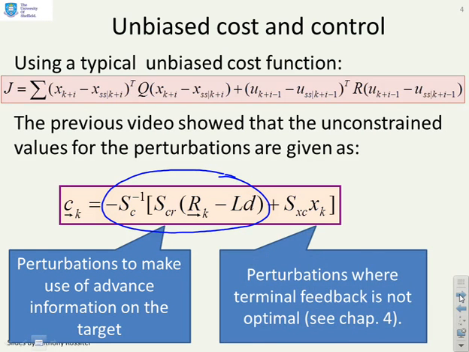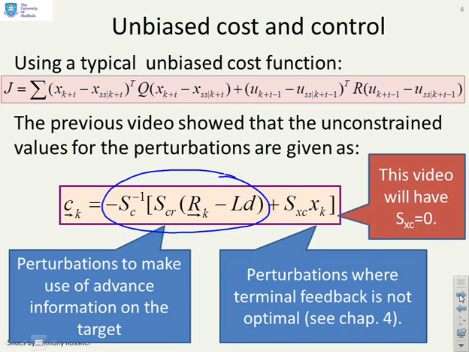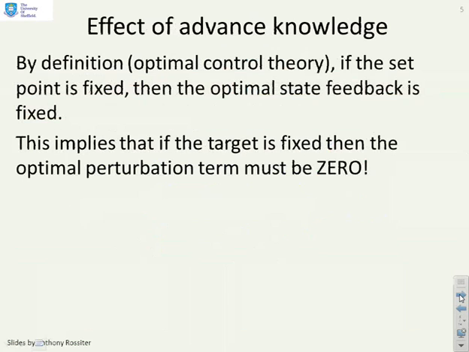There is also a term which tells you how the perturbations may vary if the terminal feedback is not optimal. But for this particular video, we're going to assume the terminal feedback is optimal, and so as we did in earlier chapters, you'll see that that SXC term is therefore 0. So what's the effect of advanced knowledge?